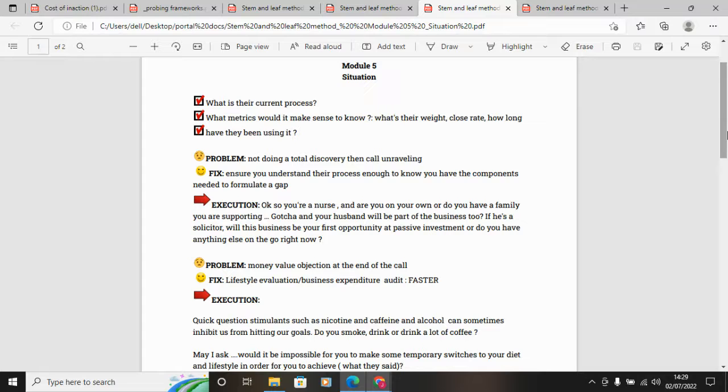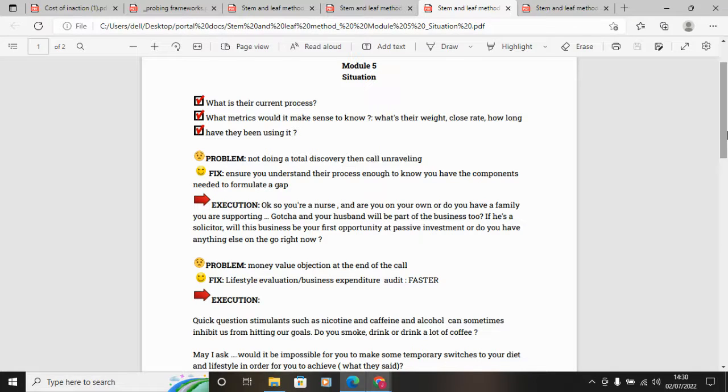So what's the problem? You're not so what's the fix? Ensure you understand their process enough to know that you have the components needed to formulate a gap. Say for example, I'm probably going to refer to Amazon stores coaching offers quite a bit, because it's an easy one to really display a case in point. So you're speaking to a lady. Okay, so you're a nurse. Are you on your own, or do you have a family supporting? Gotcha. And your husband, will you be part of the business too? Okay, so no. He's a solicitor. Is this your first opportunity at passive investment, or do you have anything else on the go right now?